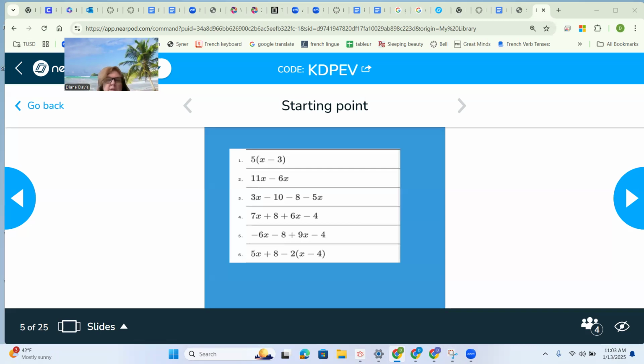Negative 18 was the answer given by the student. And that's correct. So you'd have negative 2x, take away 18. What about the next one? 7x plus 8 plus 6x, take away 4.